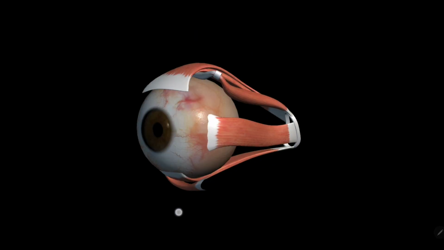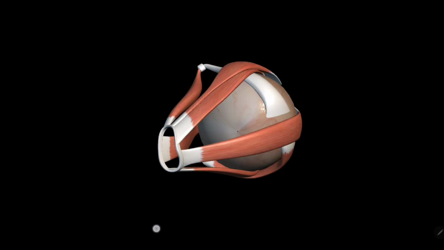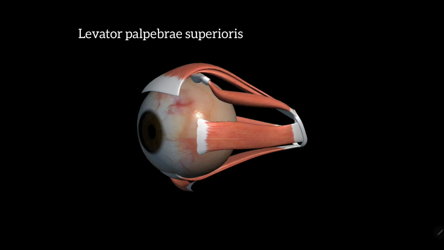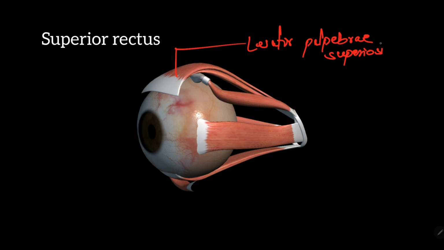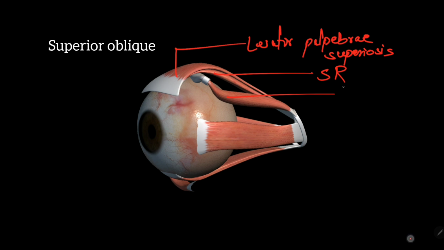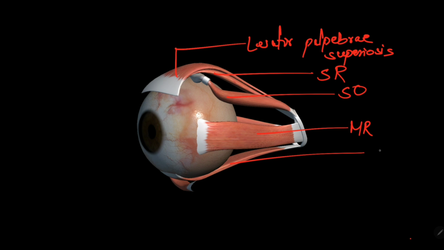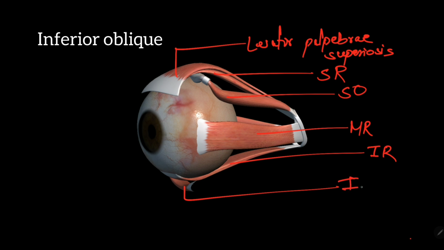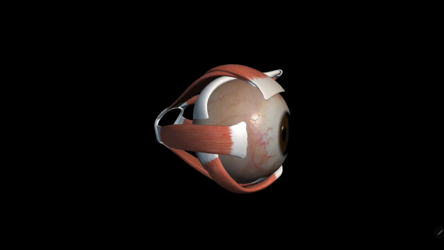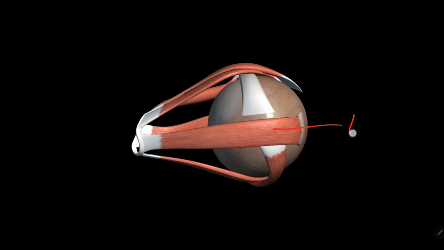You can very clearly see in this video all the muscles are visible. This one is levator palpebrae superioris. Below this is superior rectus. Just below this is superior oblique. If you imagine, this is the medial side, so this one is medial rectus, and this one, just towards the inferior side, is inferior rectus. Below this is inferior oblique, and from this view we are unable to see the lateral rectus. So let's shift the view and you can see this one here, this is lateral rectus.